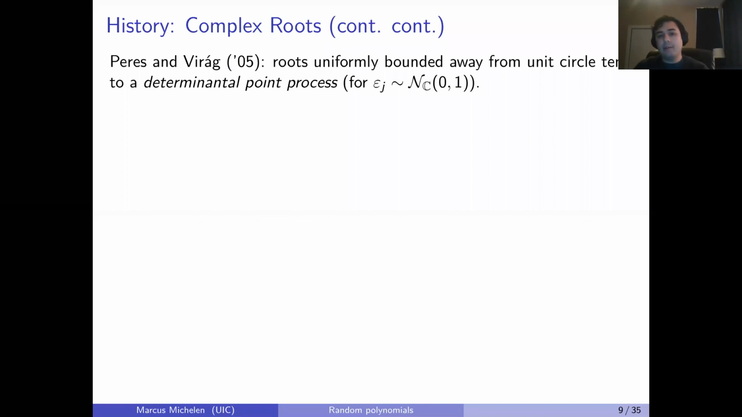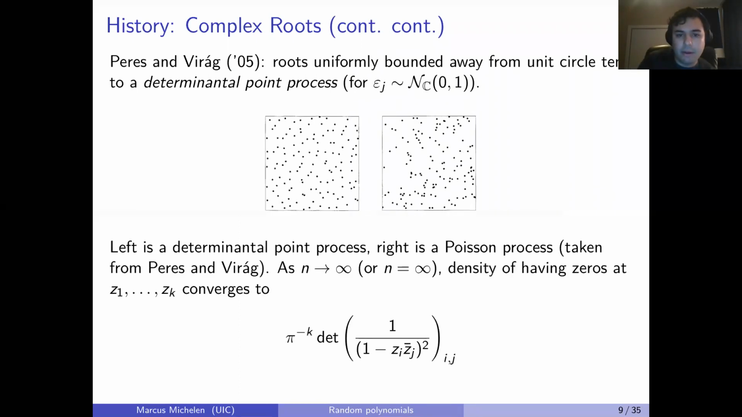So let's talk a little bit about those stragglers now. So Peres and Virág, in a really lovely paper, showed that roots uniformly bounded away from the unit circle tend to what's known as a determinantal point process. So let me show you a couple of pictures here, taken from Peres and Virág. On the left, we have a determinantal point process. We can see things here are very spread out. Things are very explicitly repelling each other.